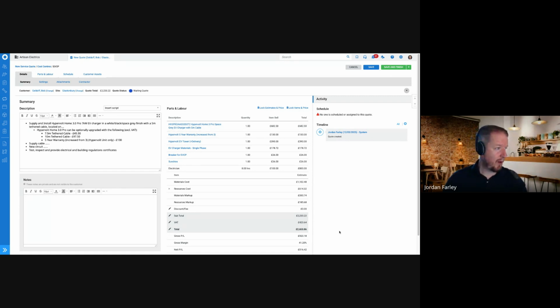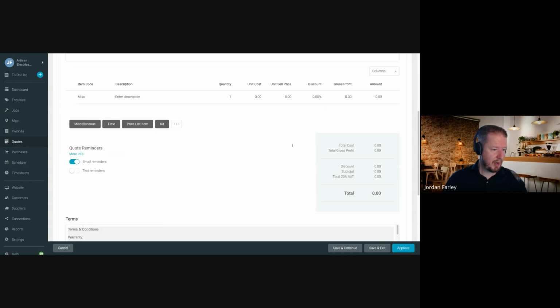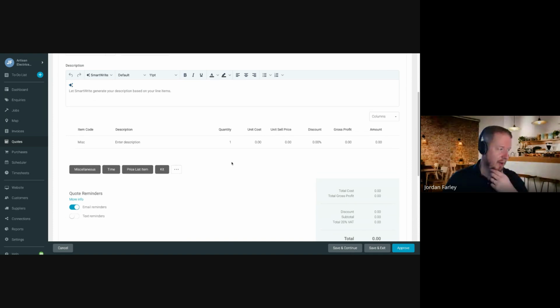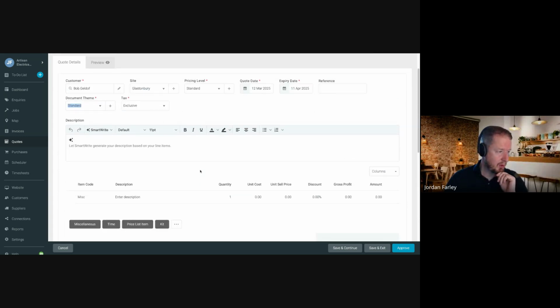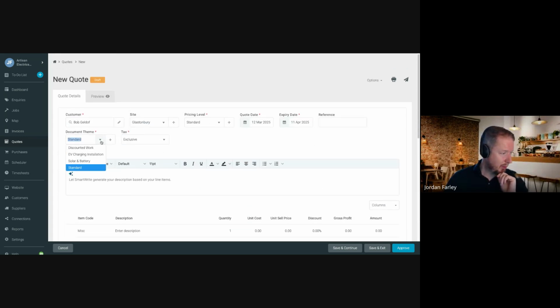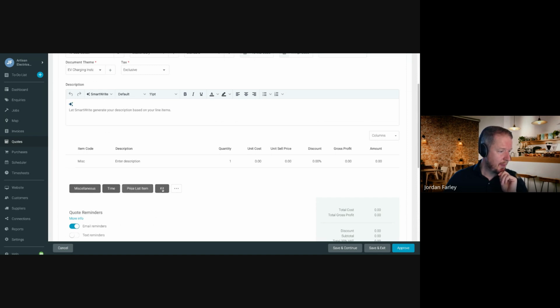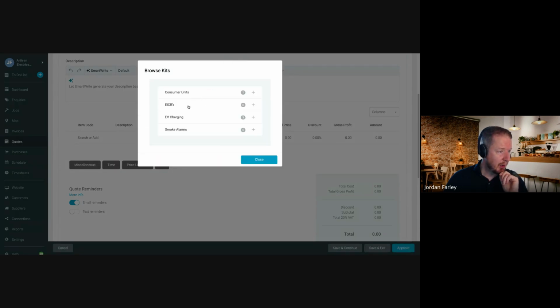Now in Tradeify, you can do the same, right? So very, very similar in Tradeify. It's just a little bit more simple. I actually like the user interface of Tradeify a lot more than SimPro, because I just think it's a lot more user friendly. But for example, you can do document themes. So we've got one for EV charger installation, and then you can do kits. So I can put in a kit for an EV charger. Here we go.